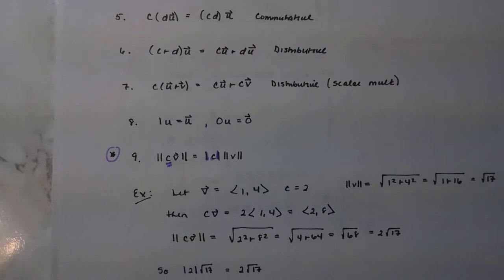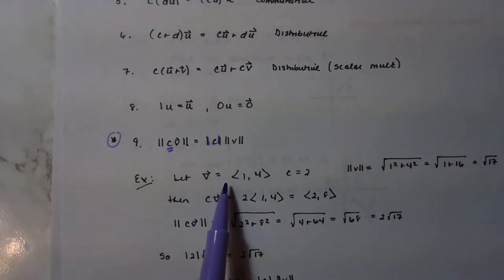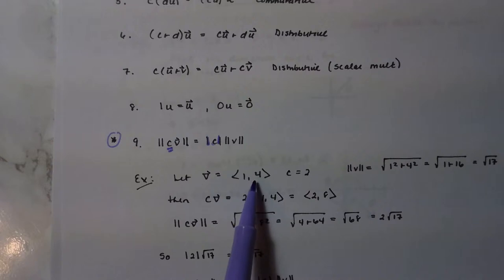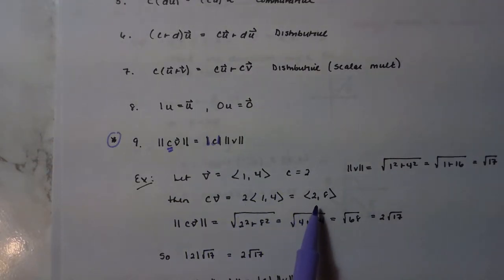So again, instead of K, they're using C. No big deal. And we're going to let V be the vector whose components are 1, 4. And the scalar is 2. Now, I can multiply that 2 in and get 2, 8. And I can take the magnitude of that combination and get 2 root 17. That okay?